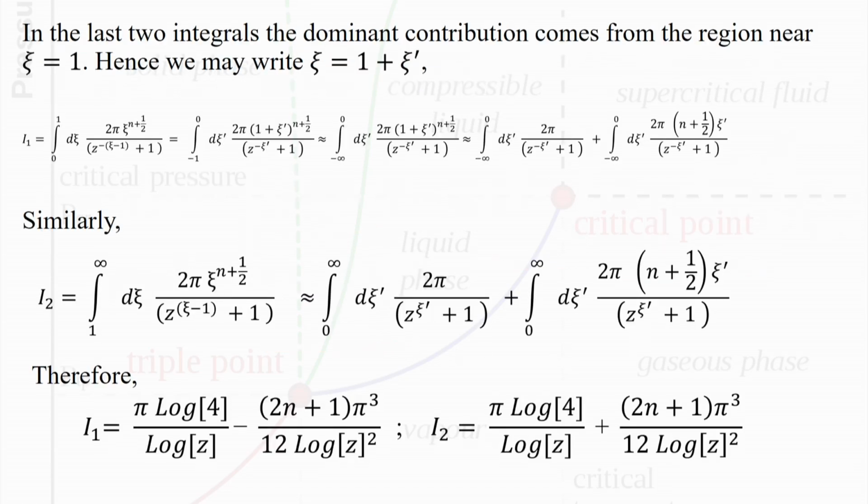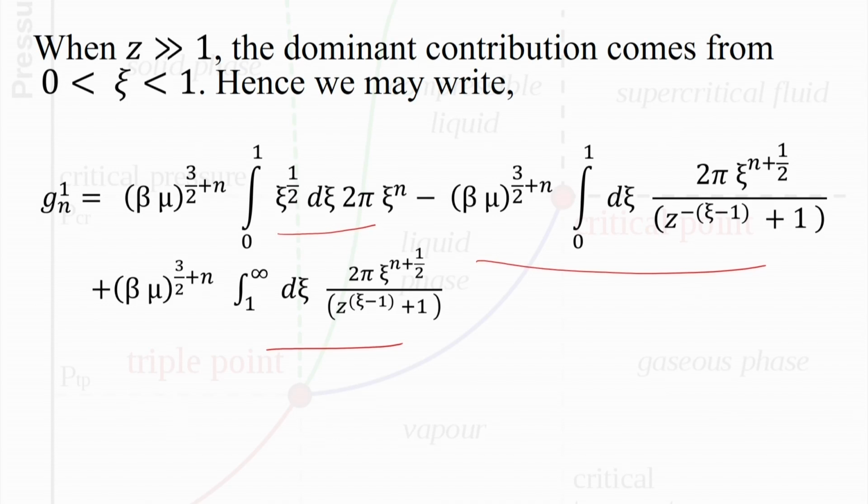Now I can make expansions. In the last two integrals, the dominant contribution comes from the region near xi equal to 1. Why is that? Since z is much larger than 1, and recall that in this integration limit xi is always between 0 and 1, so it is less than 1, this exponent is positive. As a result this whole thing gets suppressed, so the only way it does not get suppressed is when xi is close to 1.